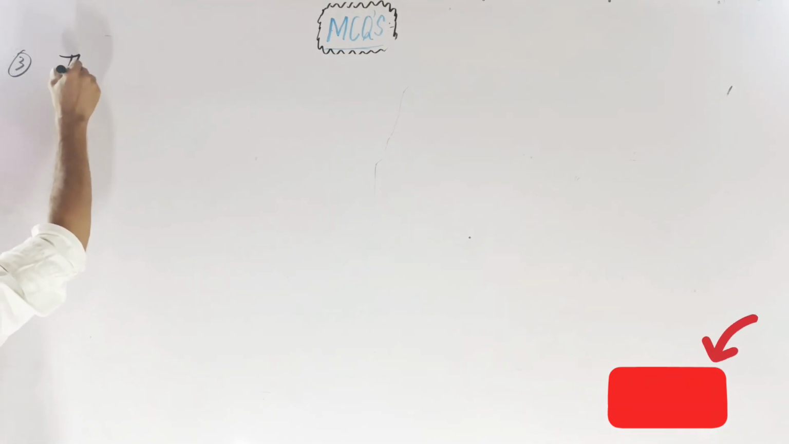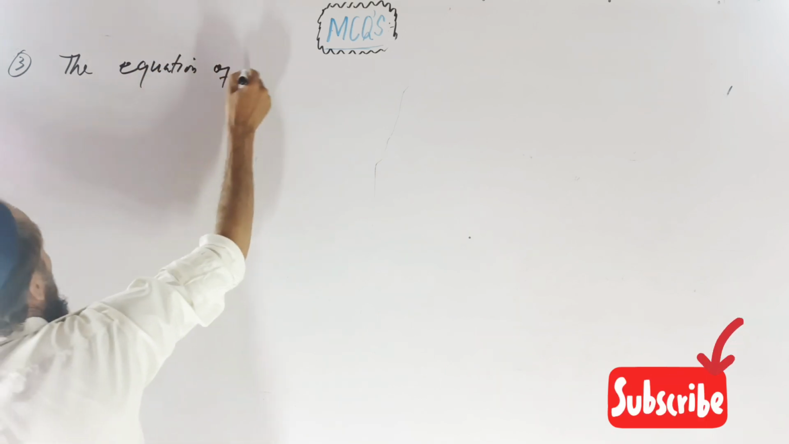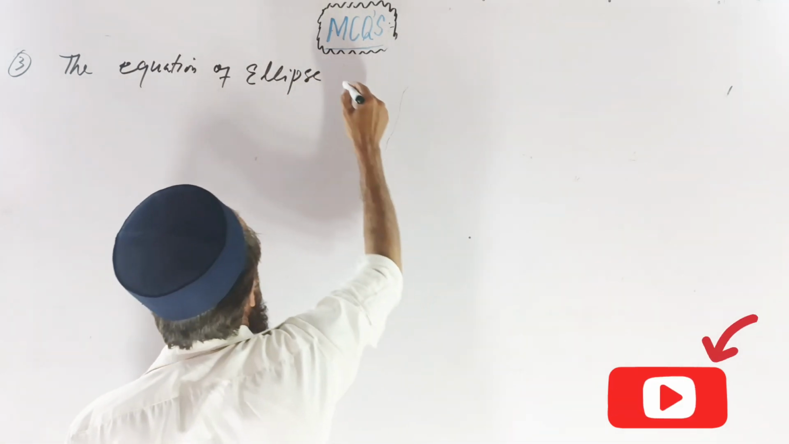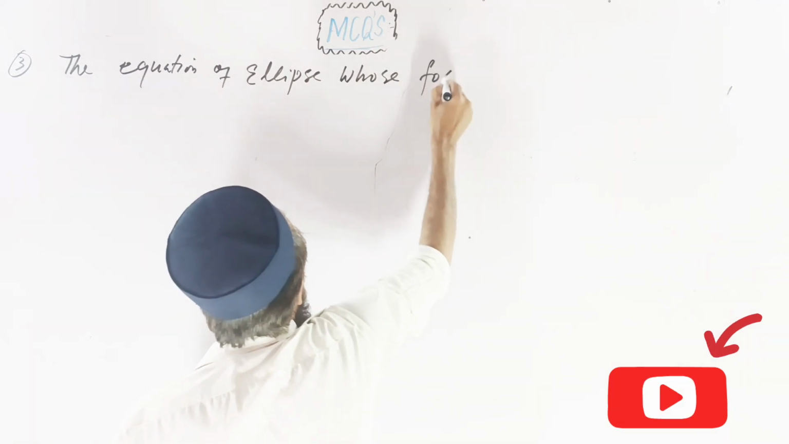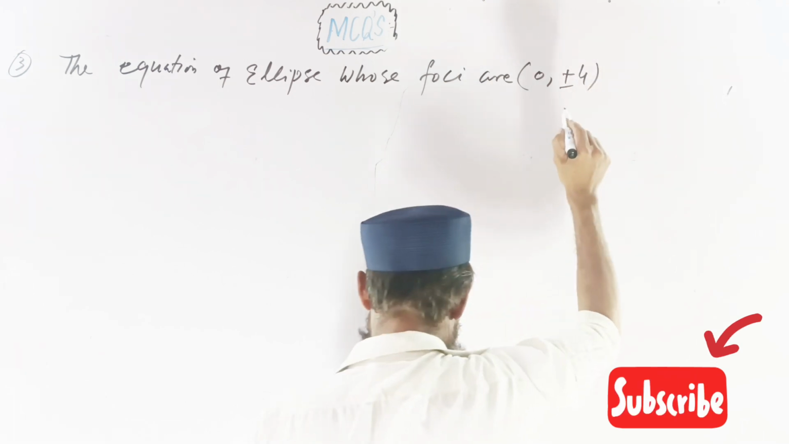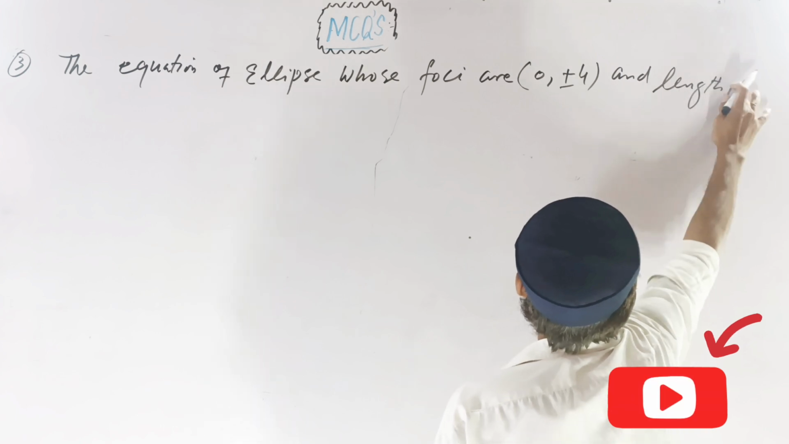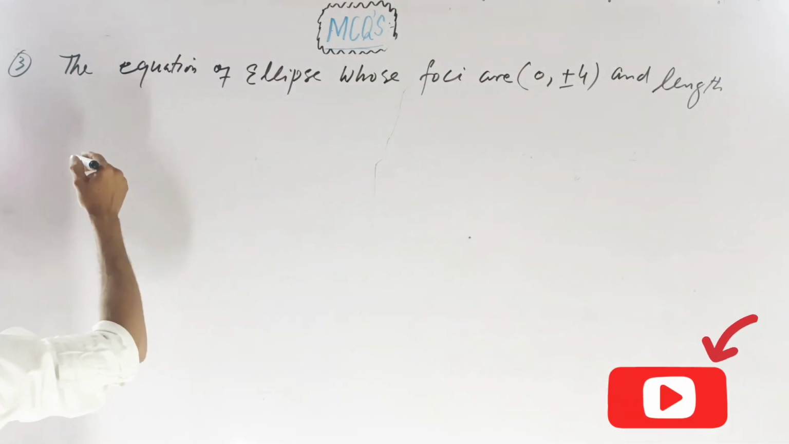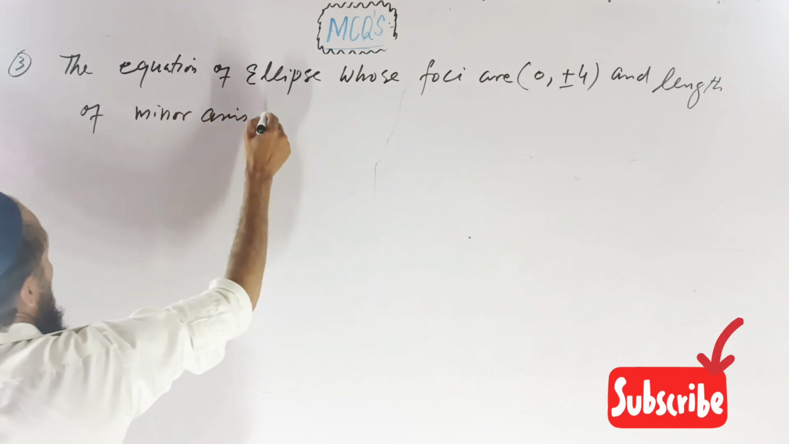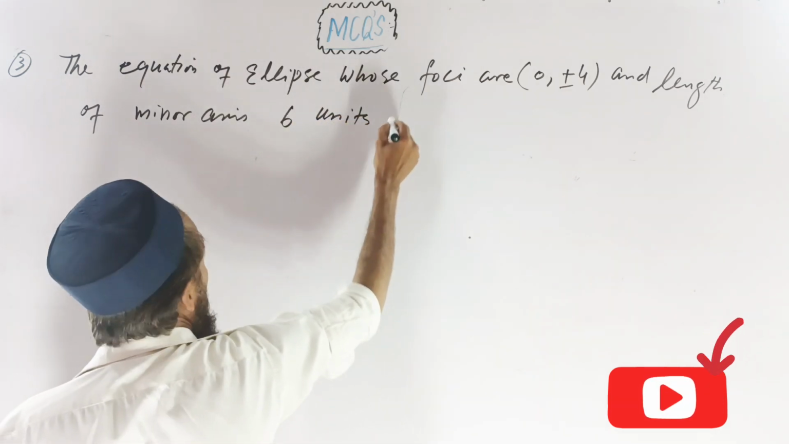The equation of the ellipse whose foci are 0 plus minus 4 and length of minor axis is 6 units, what is the result?